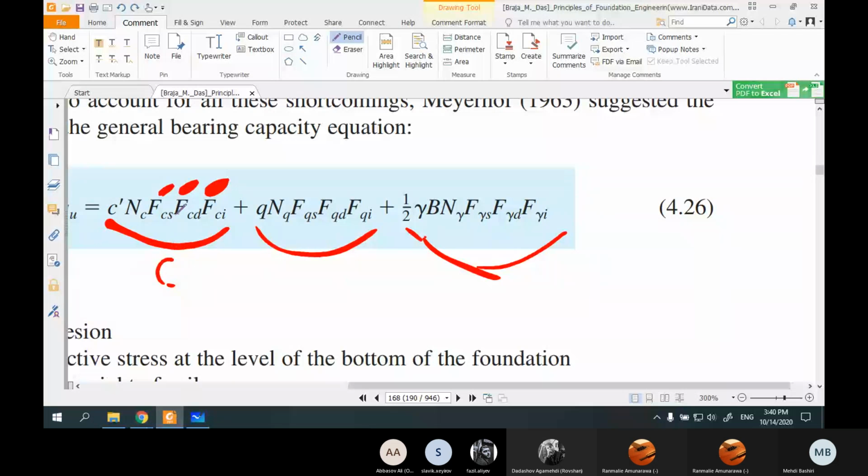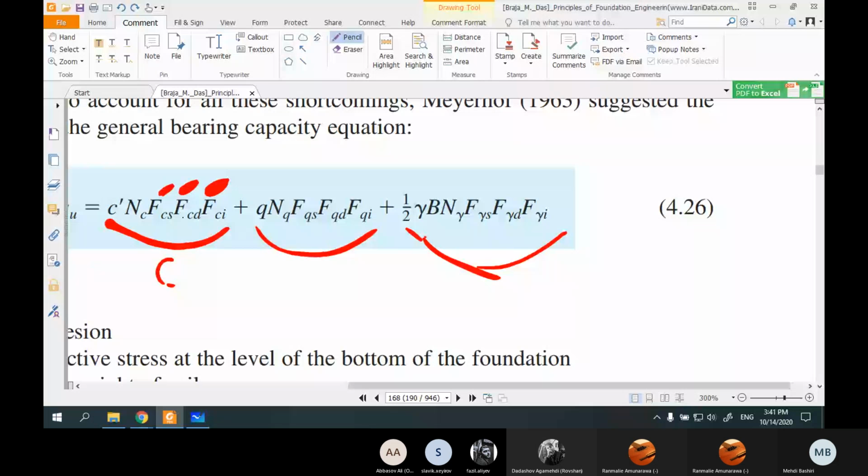So let's talk about the different subscripts. Here you can see that in all the cases we have the same S, D, and I. The first one, as I said, the first letter is C. That means cohesion. This one is for the weight of the soil above, and this one is for the weight of the soil below. But you can see that S, Q, and D repeat in each term. So what is S? S stands for shape, D stands for depth, and I stands for inclination.